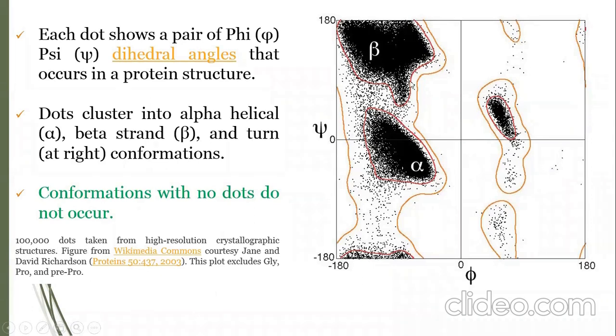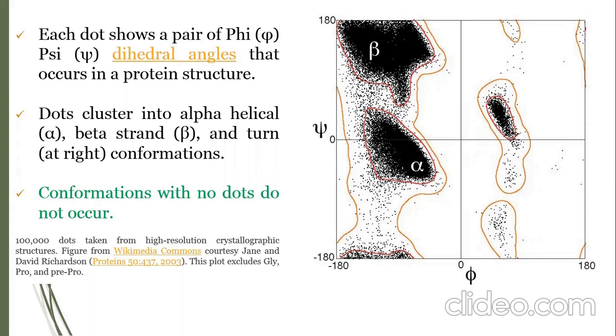These are 100,000 dots taken from high resolution crystallographic structures. That means these are structures we can determine from crystallography, which is common practice. NMR is the second. X-ray crystallography is the main source of getting the structure.